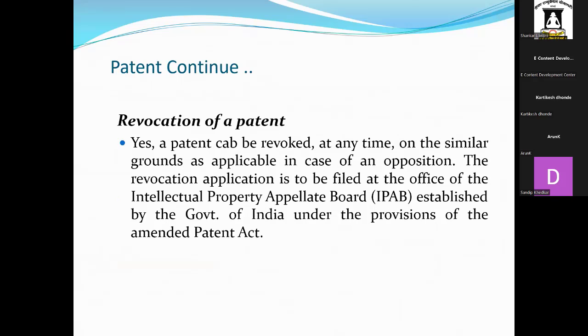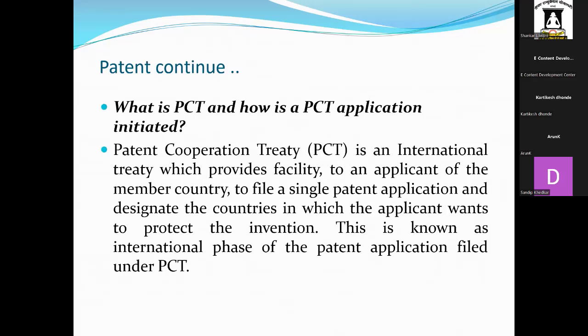Revocation of a patent. A patent can be revoked at any time on similar grounds as applicable in case of opposition. The revocation application is to be filed at the Office of the Intellectual Property Appellate Board. So there is an appellate board also established by the Government of India under a provision of the amended Patent Act. If somebody else, through theft, has taken your patent and got it patented, you can file a revocation as per the procedure. You have to file it with the Intellectual Property Appellate Board.